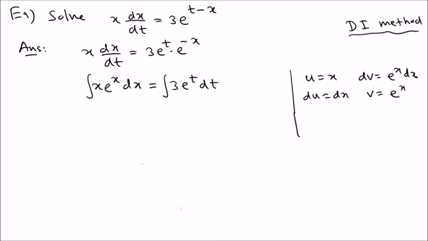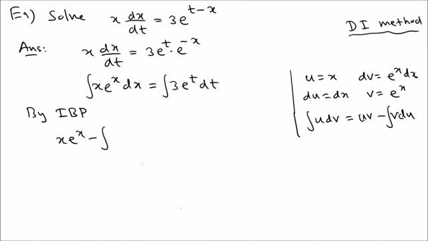What is the integration by parts formula? It is the integral of u dv equals uv minus the integral of v du. By this formula, on this side you simply get uv, that means x e^x, minus the integral of v du. v means e^x, du means dx, equal to 3e^t plus c, we add only one c on one side. Then we can finish the integral here, so we get x e^x minus e^x equals 3e^t plus c.